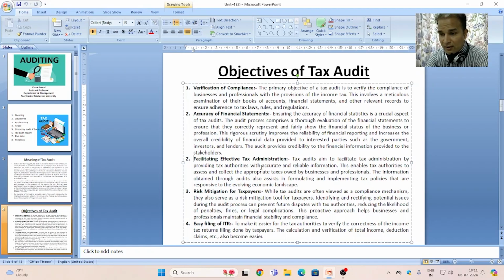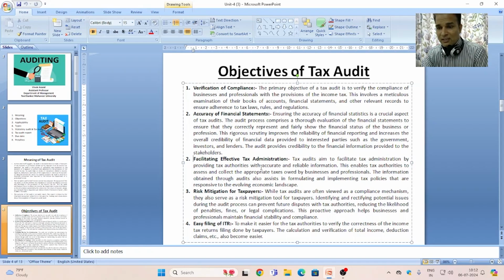This enables tax authorities to assess and collect the appropriate taxes owed by business and professionals. The information obtained through audit also assists in formulating and implementing tax policies that are responsive to the evolving economic landscape. And if books of account are audited, then tax authorities suppose that data may be reliable up to an extent.